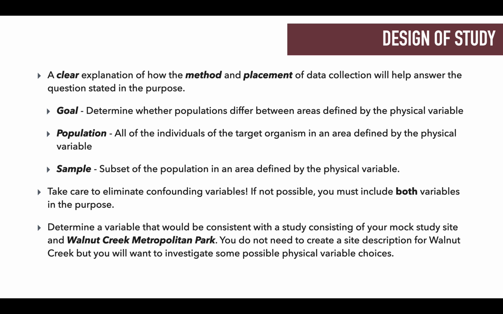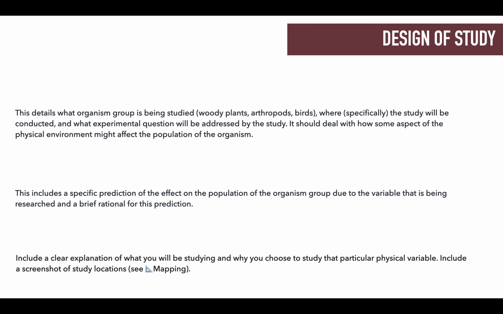Now for this study, since you only have one study site, your mock study site, I want you to choose a physical variable to study in comparison to Walnut Creek Metropolitan Park. So you're going to have to look up some of the variables associated with Walnut Creek. You don't have to provide any details associated with it, like list up how close it is to urbanization, what its elevation is. You might want to provide just an average elevation if that's the variable you're choosing, but you don't need to write up a site description on it or analyze it as in-depthly as you did your mock study. So that is going to be your goal as part of designing that item.